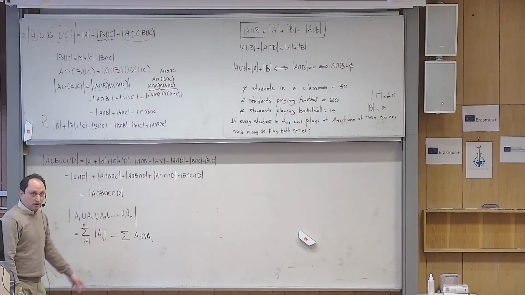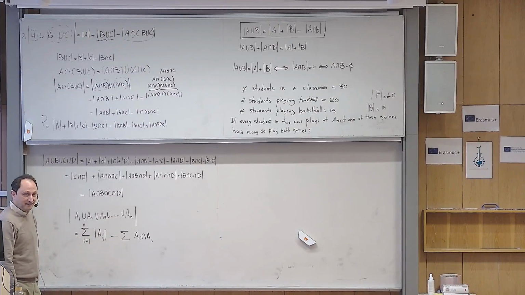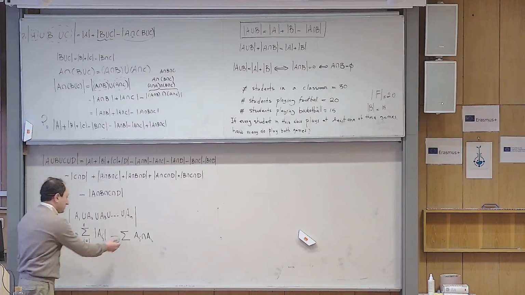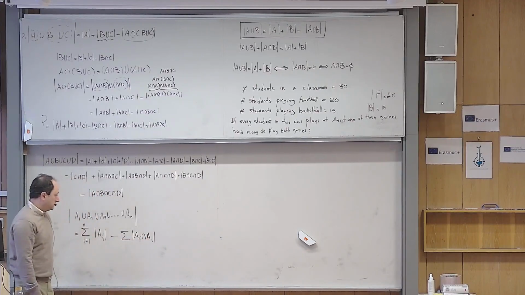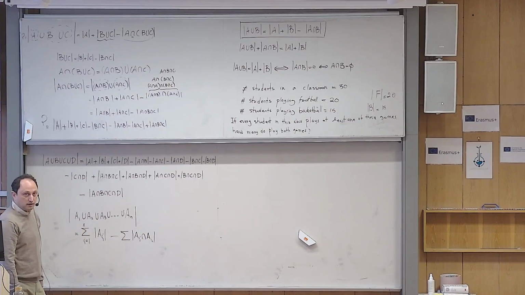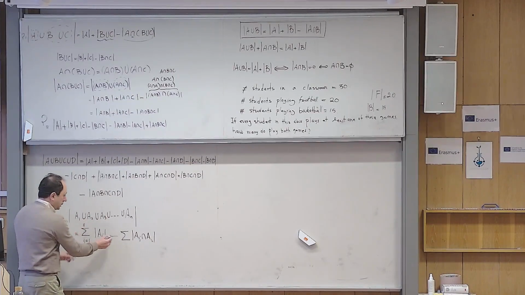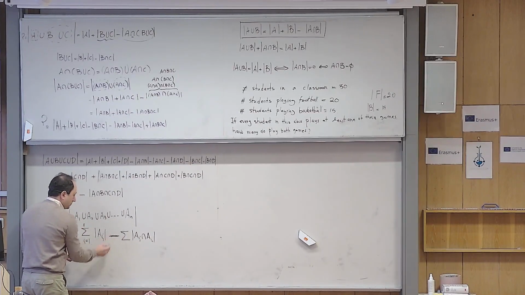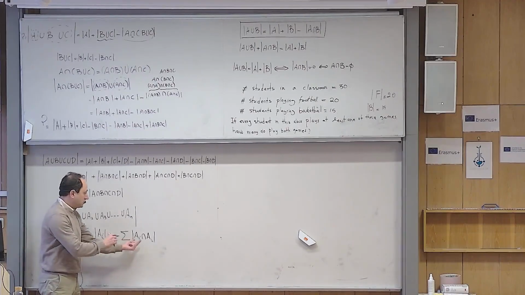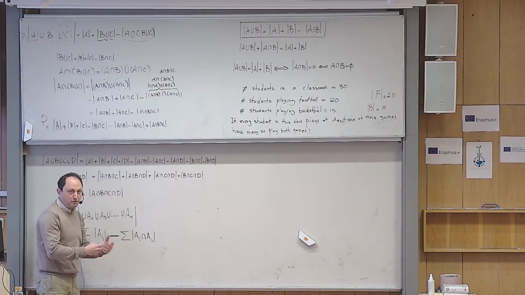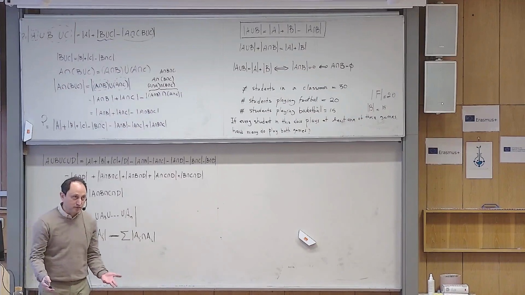No, here, only for this case, I have the cardinality. The first sigma is finished here. And then I have a minus sign. And then I have a sigma, intersection of every pair. Every pair, but not repeated pairs.